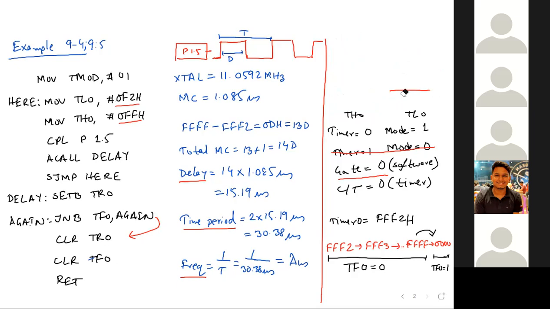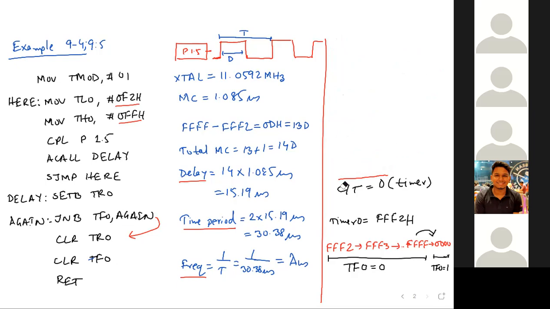Sir, will there be any question with custom duty cycle? This is 50%. What if you're told to change the duty cycle also? Of course, that question might be there. And this was there in chapter 4, I guess.